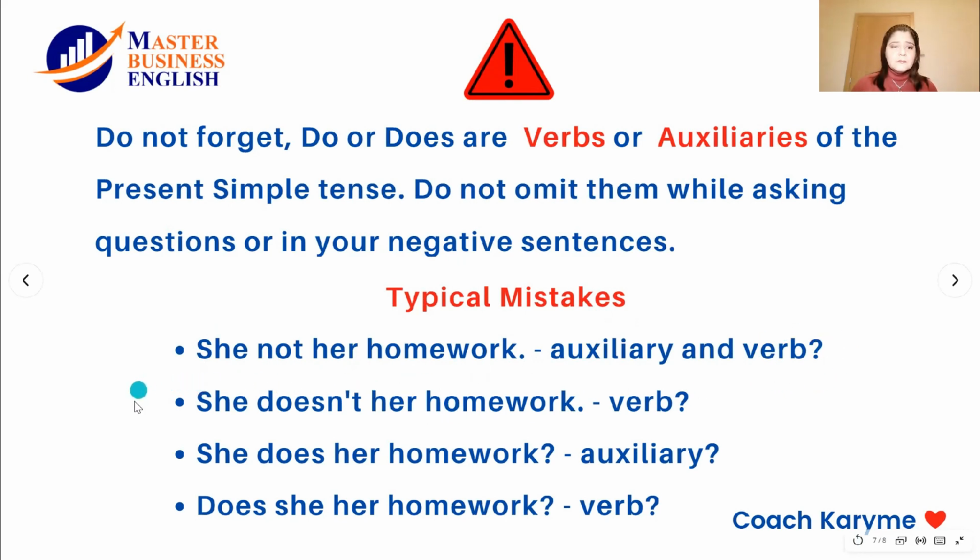The next one. She doesn't her homework. She doesn't her homework? And where's the verb? So the correct will be she doesn't do her homework.